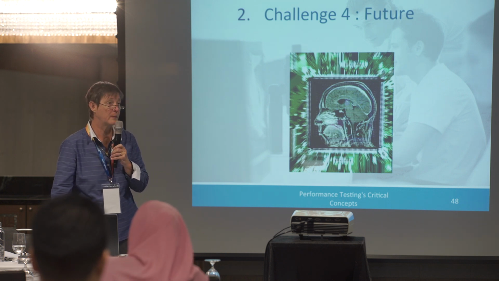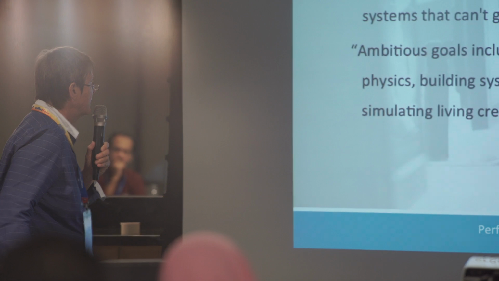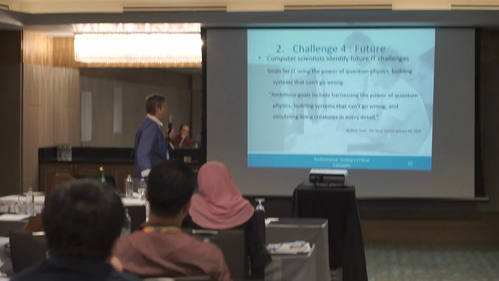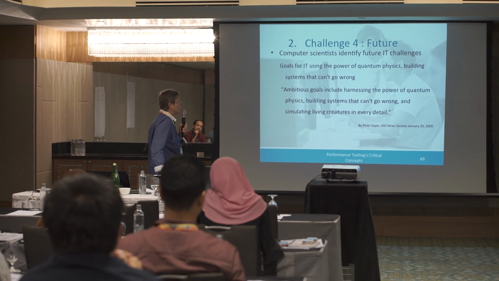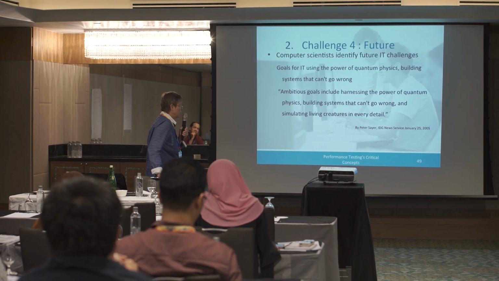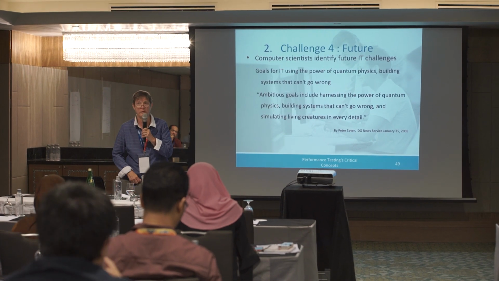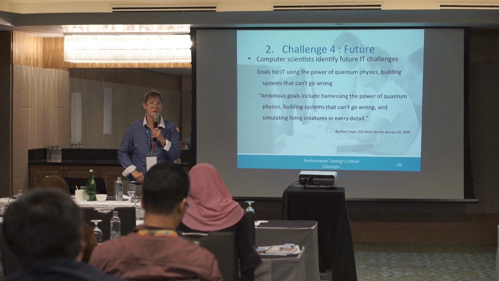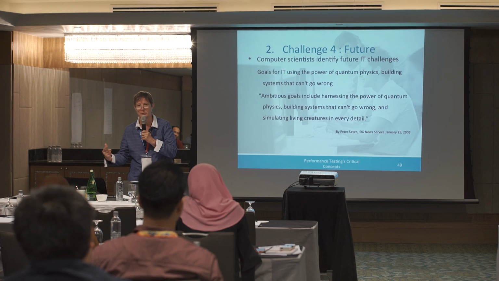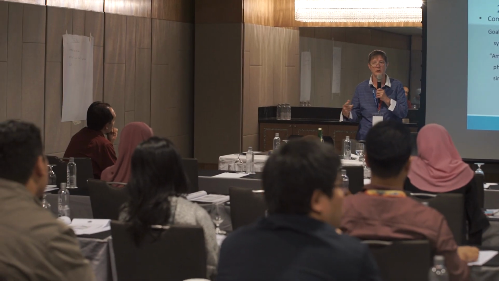Everything goes so fast, new APIs have been created, web services are there. An update of a web service can kill us too. Let's say here, ambitious goals include harnessing the power of quantum physics, building systems that can't go wrong, and simulating living creatures in every detail. Well, we're almost there, and from my computer science background I believe we're almost there that we're going to have software that tests the software for artificial intelligence. So I just want to keep my job for the next 10 years and then I can go on my pension. But hey guys, you will have a challenge.